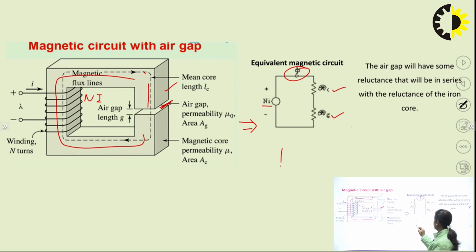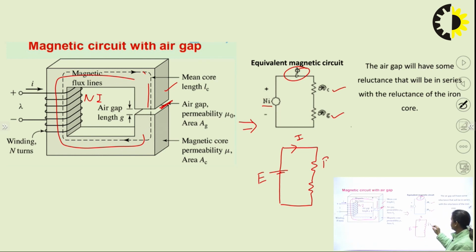In a similar way, you can draw the electrical circuit also. So you will show two resistances, right? Why two resistances? Here you will show E, and instead of the flux you can show the current, and two resistances, R1 and R2, because here we have two reluctances for the core and the air gap.